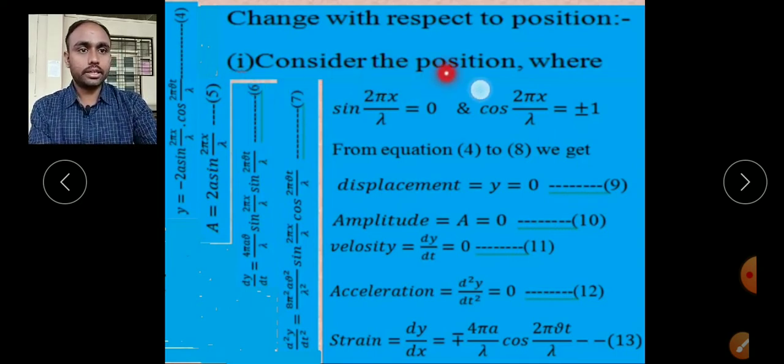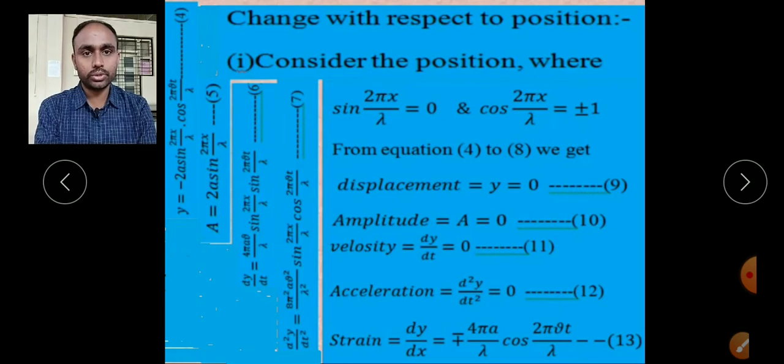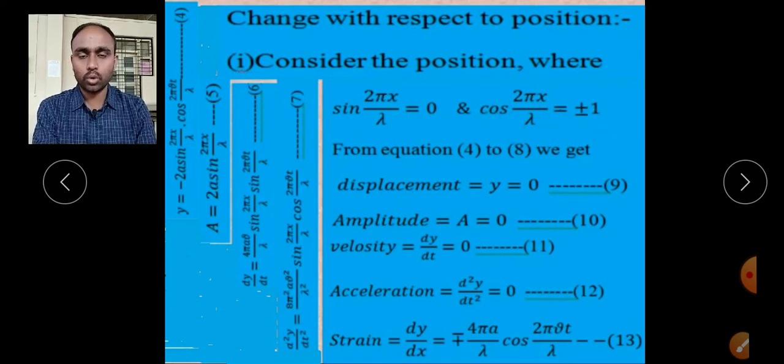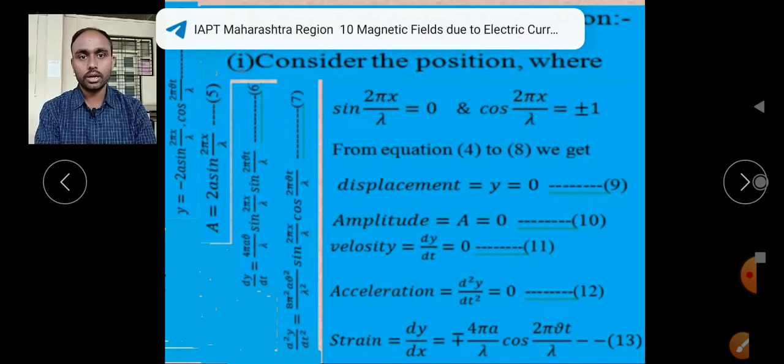In that, again consider the first position like this: sin 2 pi x by lambda is equal to 0 and cos 2 pi x by lambda is equal to plus minus 1, because we know the cosine and sine have a maximum value of plus minus 1 and a minimum value of 0, and therefore we consider either first sine is minimum and cos is maximum, or vice versa, it depends on us, no problem. So, sin 2 pi x by lambda is equal to 0 we have considered, and cos 2 pi x by lambda is equal to plus minus 1, because we are dealing with the changes with respect to position. So, only the position terms, not the time terms, right.